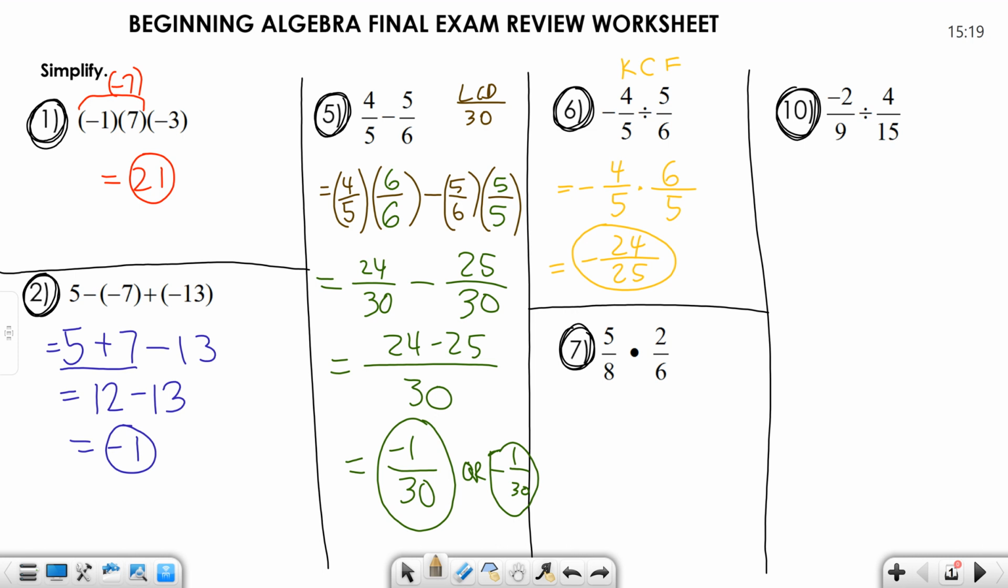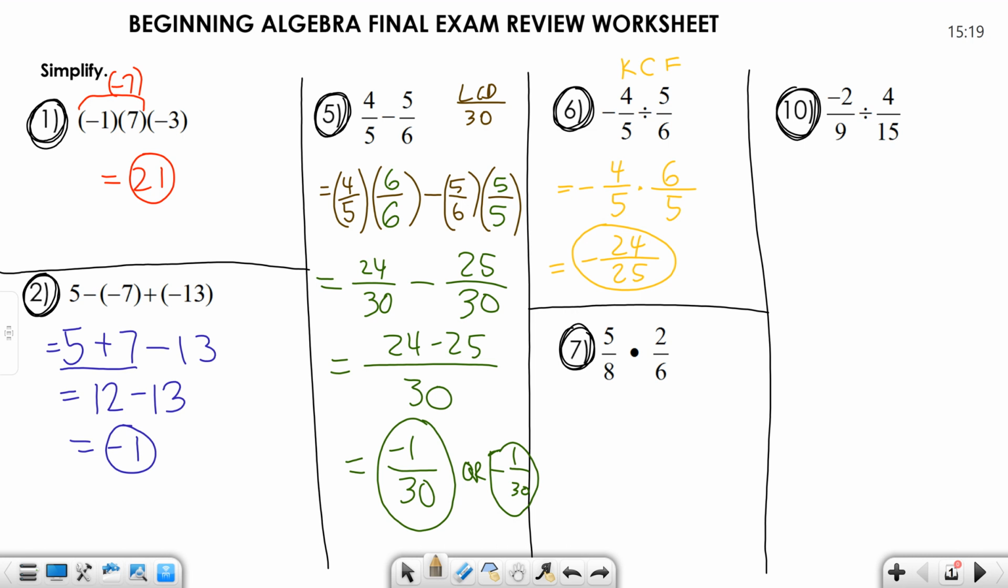So look at number 7. It's actually simpler than number 6. Number 6 is just like number 10, by the way. We'll get to that in a second. But number 7, 5/8 times 2/6. Well, multiply. You don't flip anything. You don't change anything. You just multiply straight across. So this is actually the same as this step right here. So it's actually a smaller problem than 6.